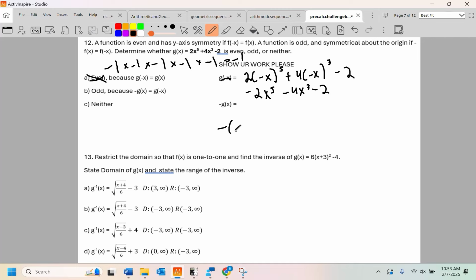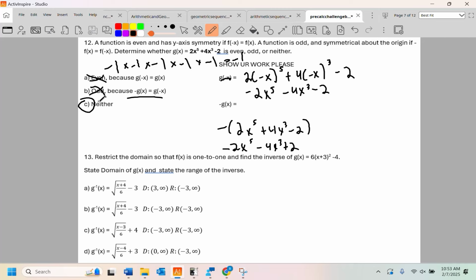That's where you take the entire function and wrap it in a little negative symbol and use the distributive property: negative 2x to the fifth minus 4x cubed plus 2. This does not look like that. See how the rule says these two things are equal? It's not odd. It's neither. That one's neither.